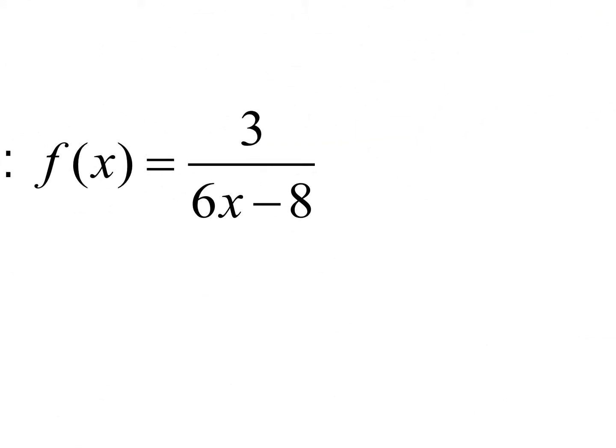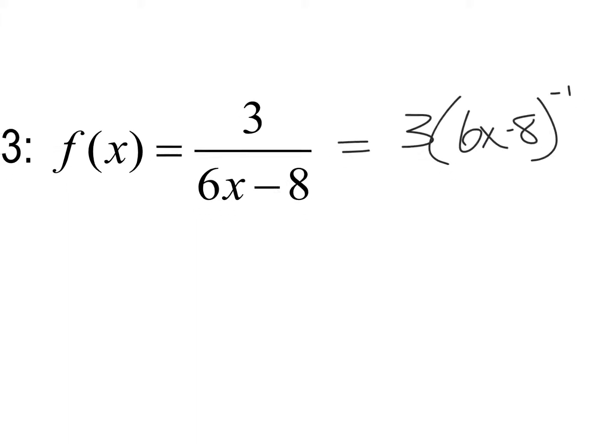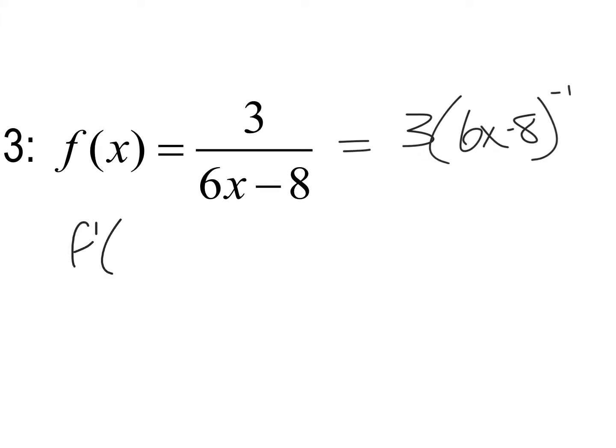Let's do some more. I'm going to rewrite this one as 3 parentheses 6x minus 8 to the negative 1. It was in the denominator, so I'm going to bring it up by giving it a negative exponent. And now what I can do is take my derivative by using my exponent rule. I'm going to first bring down this -1 exponent and multiply it by the 3 that's already there, which gives me -3. Keep the parentheses the same and decrease the exponent by 1, which makes it a -2.